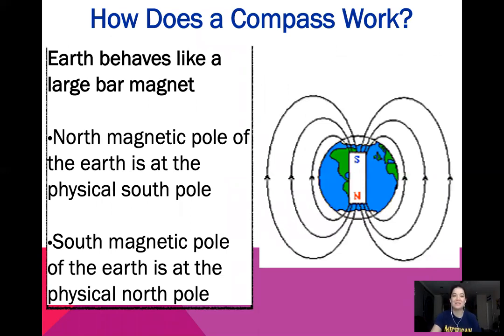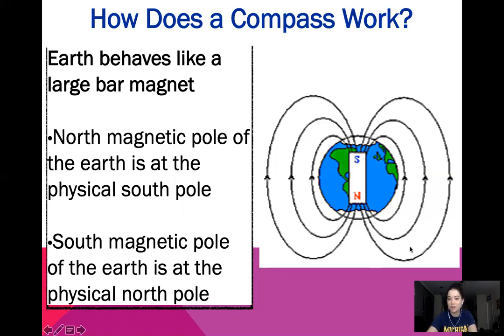All right, so magnets are really cool, but let's talk about some practicality behind them. And with magnets come compasses. So Earth is like a giant bar magnet, okay? The north magnetic pole of Earth is actually physically a south polar magnet. And then the south magnetic pole of the Earth is physically a north pole. So that kind of doesn't make sense. Let's look at this picture, okay?